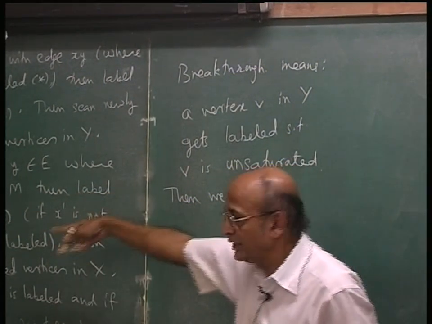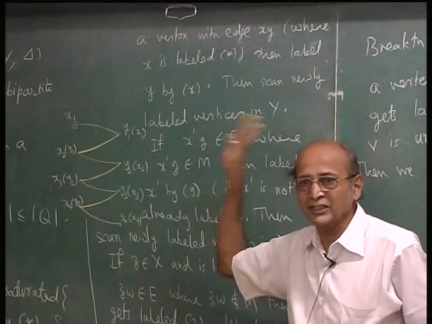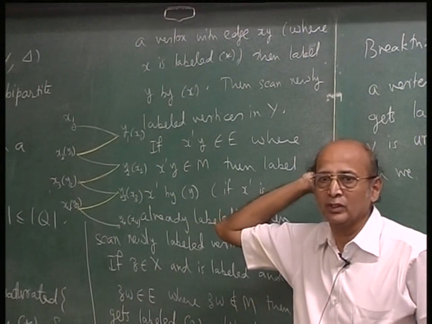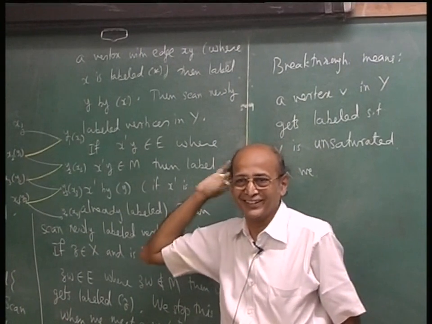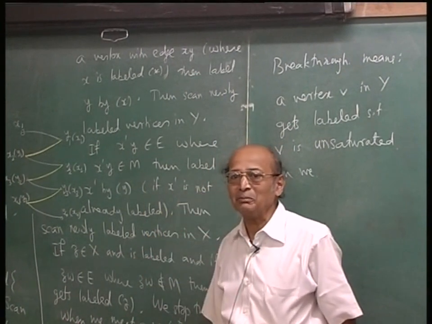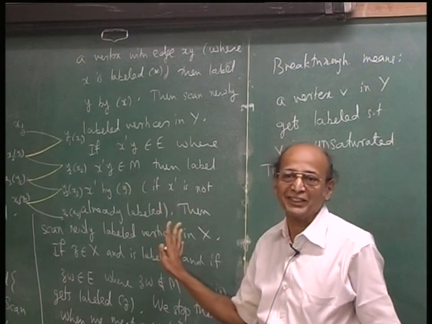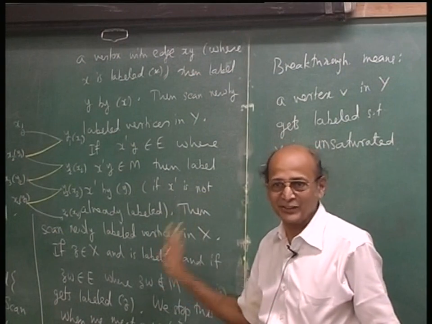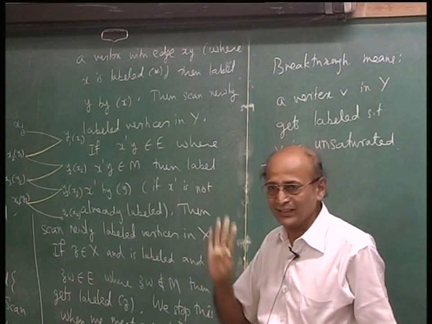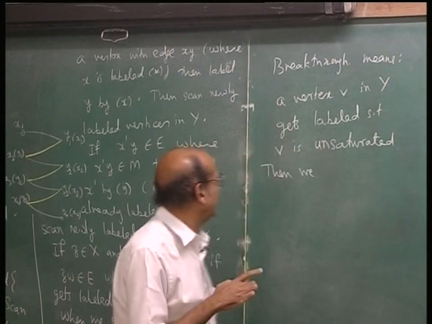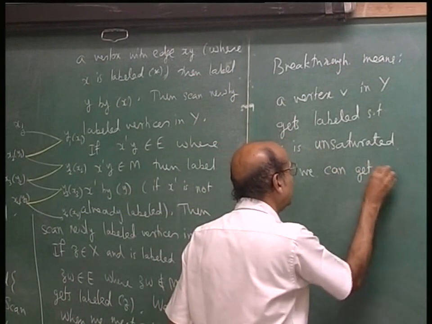I may not get a newly labeled vertex in Y which is unsaturated. Then you don't get a breakthrough. In fact, we are going to call it a non-breakthrough. So in case of non-breakthrough, we should be able to say that the matching is a maximum matching. And that's it. No further improvement is possible. We just close this chapter in that case. Is that clear?